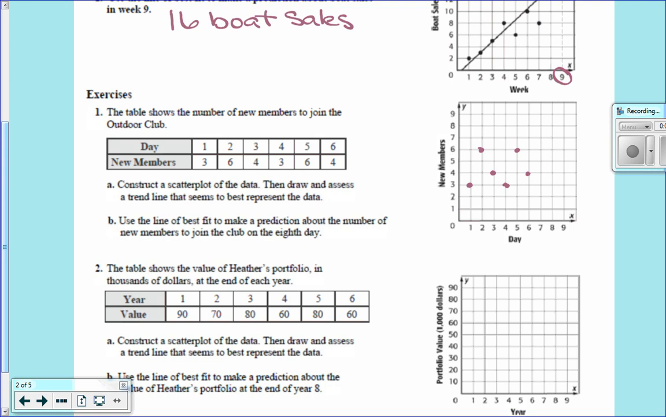Can we draw a trend line for this? No. What type of association is this? No association. Yeah, there is no association, no correlation. So the number of days and the number of new members have nothing to do with each other. It says use a line of best fit, so you cannot draw a line of best fit. So we can just put no line of best fit. Are we good? All right.